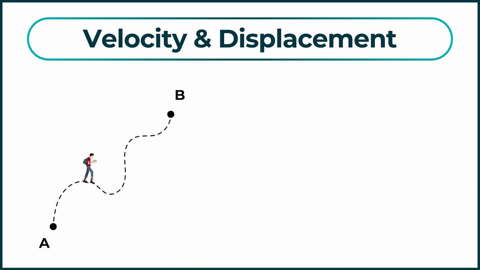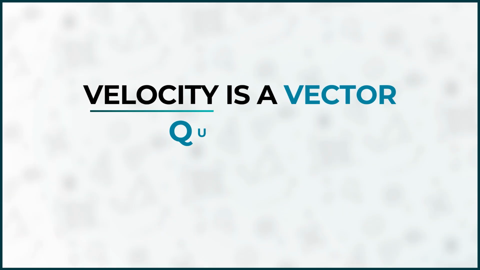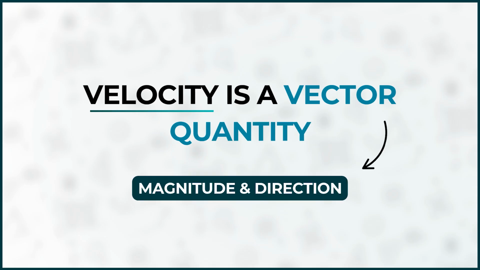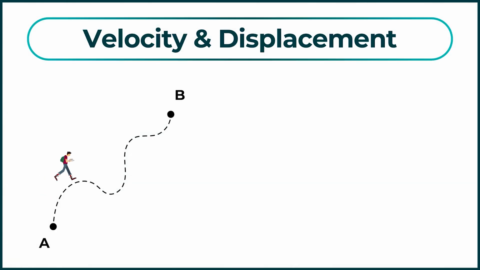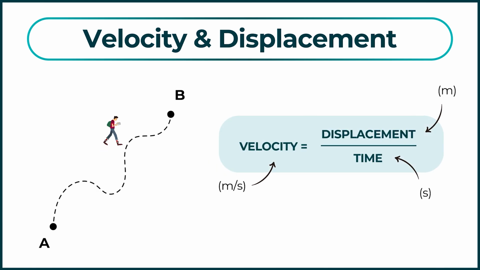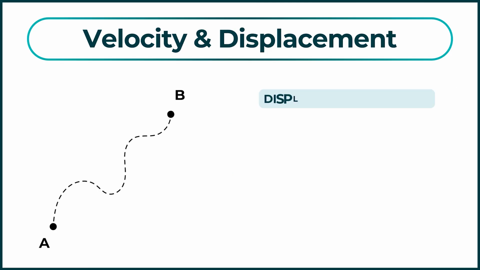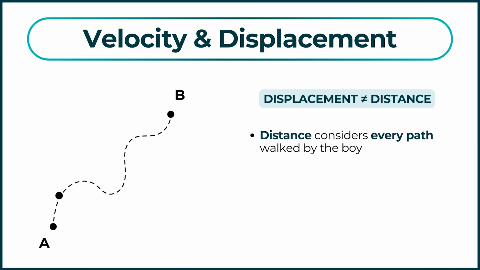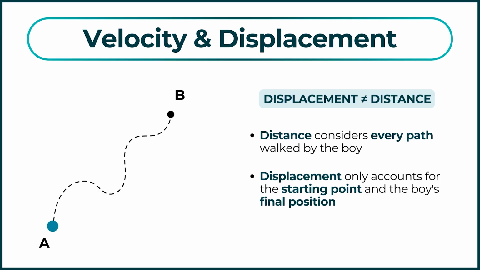Now, for the same journey, we can also calculate the velocity, which is a vector quantity that tells us the direction as well as the magnitude. The formula for velocity is velocity equals displacement divided by time, or V equals S by T. Displacement is different from distance traveled. Distance considers every path walked by the boy. In contrast, displacement only accounts for the starting point and the boy's final position.